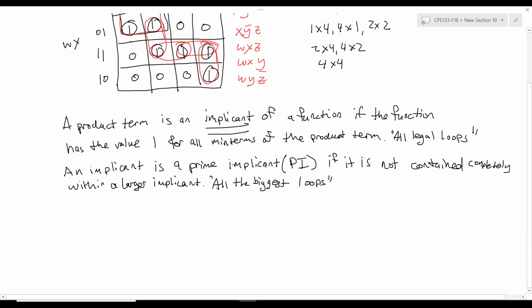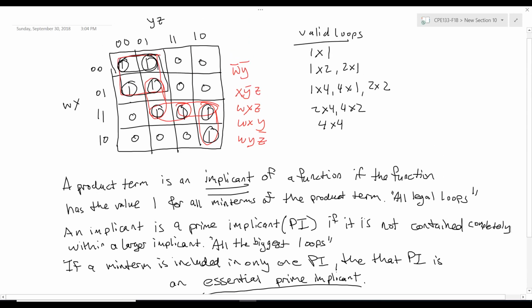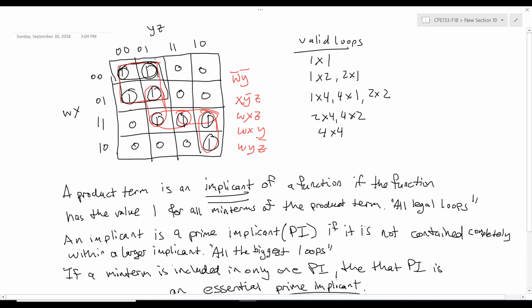Now, if a minterm is included in only one prime implicant, then we say that prime implicant is an essential prime implicant. For our particular example, we can identify one essential prime implicant in the 2 by 2. If I look at this particular minterm, and I usually put a dot to remind myself why a particular prime implicant is essential. So this 2 by 2 is an essential prime implicant. For these minterms, there are multiple options, but for the bottom right corner here, minterm 10, I can see that this 2 by 1 loop is also an essential prime implicant.